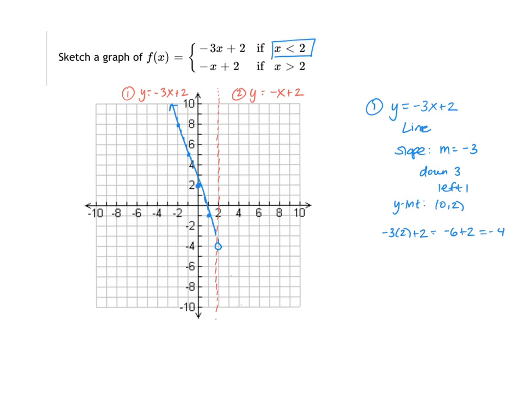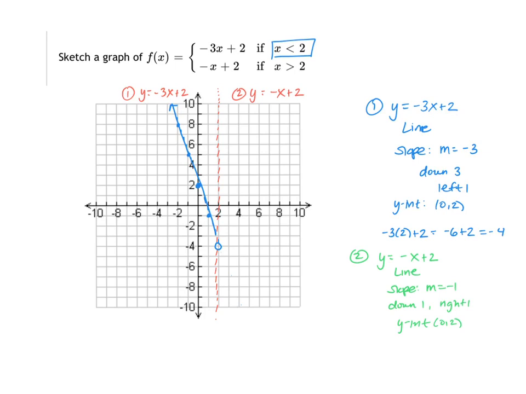Now let's look at the second piece of our graph. Our rule number 2 goes with the line y equals negative x plus 2. So this again is a line. It has a slope this time. Our m is equal to negative 1. So a slope of negative 1 goes down 1 and then right 1. The plus 2 at the end means that I'm going to again start at my y-intercept of (0, 2).